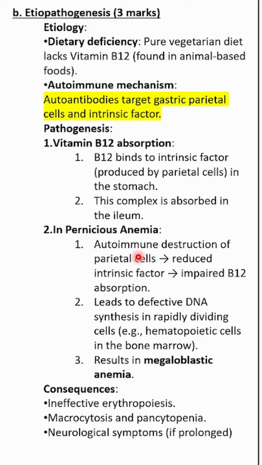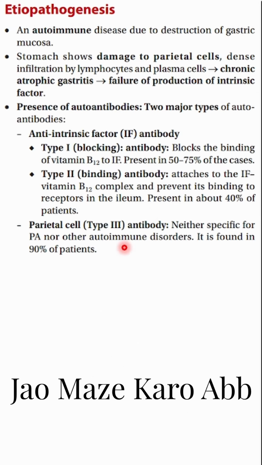In pernicious anemia, the autoimmune destruction of the parietal cells reduces intrinsic factor, and then there is defective DNA synthesis, due to which there is megaloblastic anemia. Consequences: ineffective erythropoiesis, macrocytosis and pancytopenia. Neurological symptoms like peripheral neuropathy. And this is what is given in the book. So that was the quick revision.